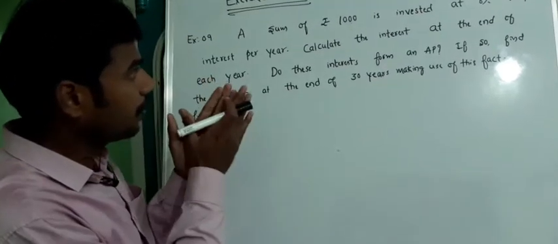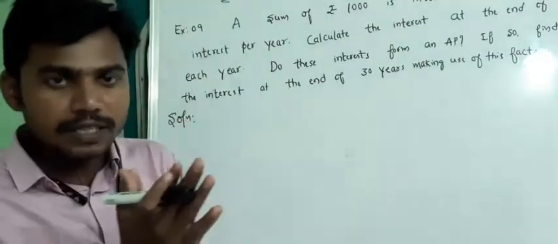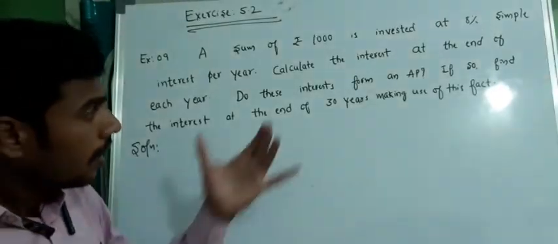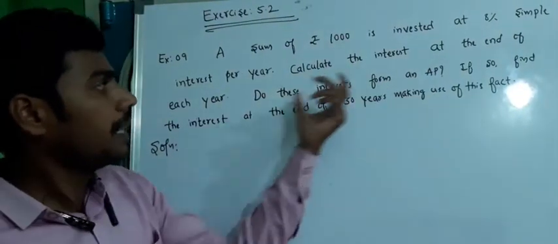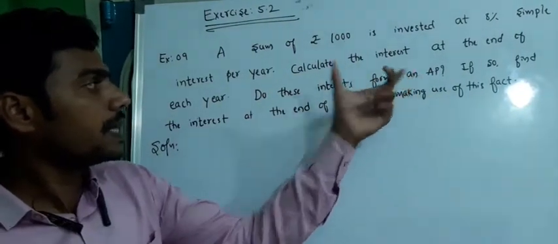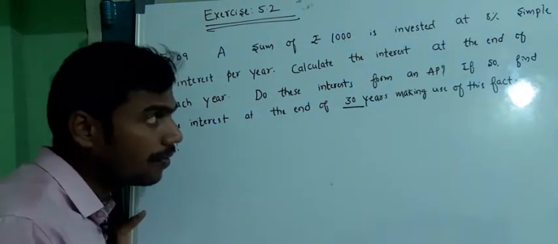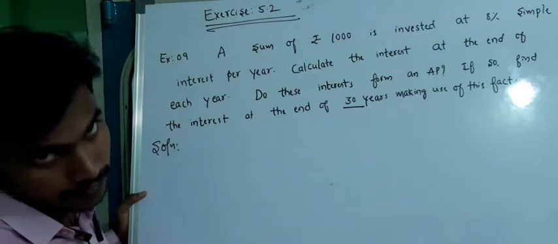So first we need to find the simple interest for each year. Then we need to verify whether it forms an AP or not. If the simple interest forms an AP, then we need to find the simple interest at the end of 30 years using that particular fact.